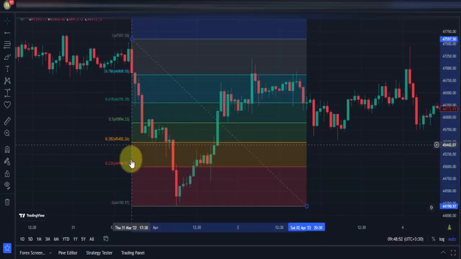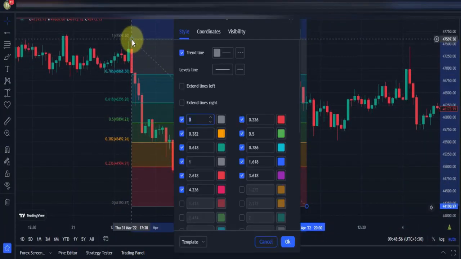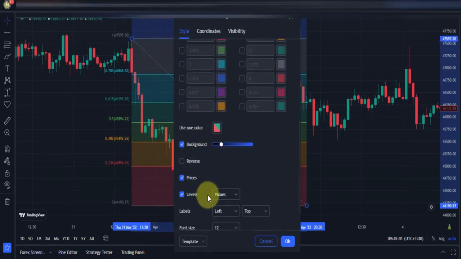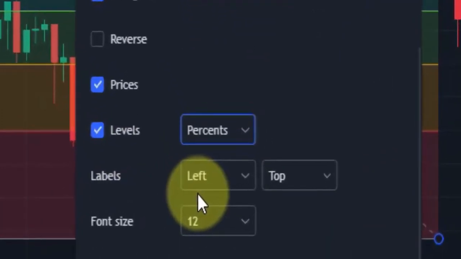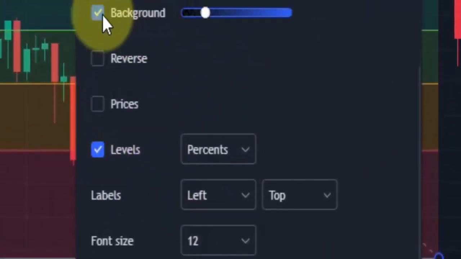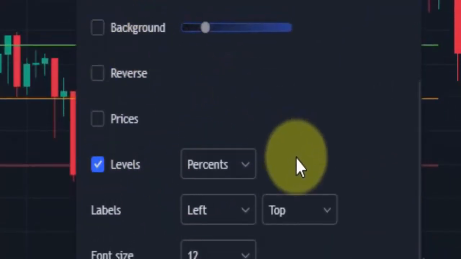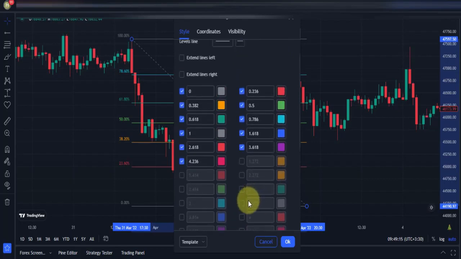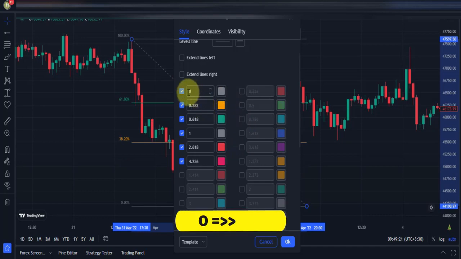Okay, now it's time to set the special ratios. So double click on the Fibonacci retracement tool and get into the settings. Then head over to the style section. Set the levels to percents and get rid of prices and background. Then it's time to change the levels value. Get rid of these levels. And now set the first level to 0%. The second one to 0.2 for 20%.